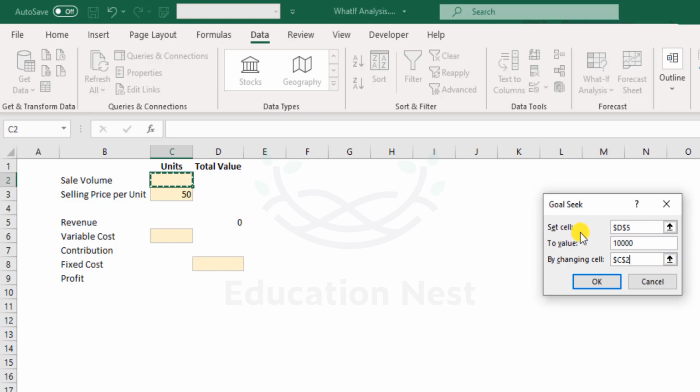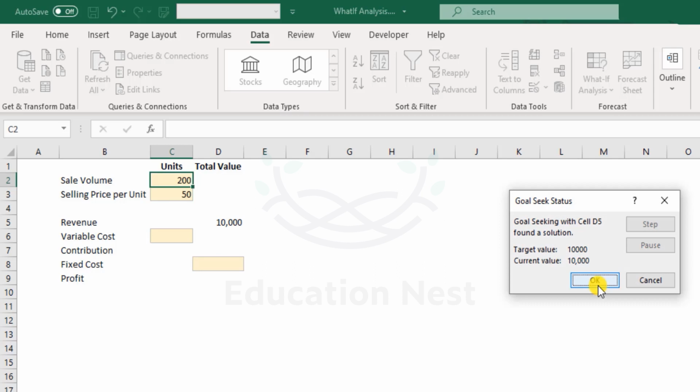So let me repeat that. You set the target for this particular cell, that is D5, and I want this to be at 10,000. Now in order to reach to 10,000, what number should be entered here? That's exactly what we will ask the goal seek tool. So I click OK, and you see Excel automatically does the calculation here.